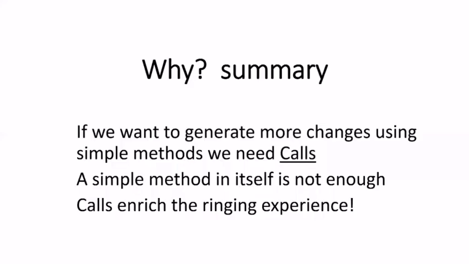And that leads us on to our summary. If we want to use simple methods to ring so that we can learn them easily and ring them easily, we need calls to get us to be able to ring more rows and indeed extents. Bobs and singles are 2 different types of call. What calls also do is they enrich the ringing experience. They enable us to ring different touches, enhancing our practice night.